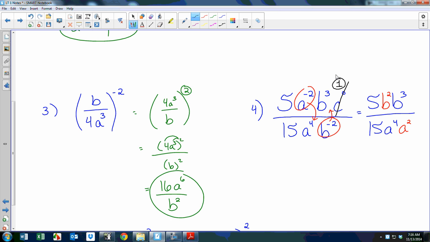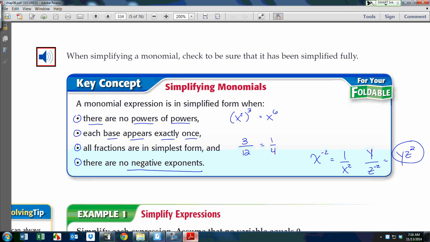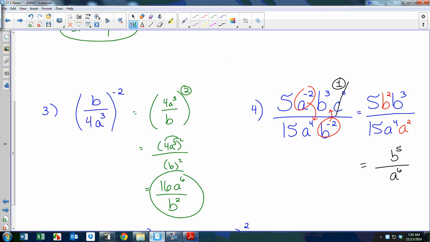Okay? So c's gone. And like we said before, there's now 5 b's in the top and there's 6 a's in the bottom. The last thing to reduce is, according to this, all fractions are in simplest form. We need to deal with the 5 divided by 15. Like any run-of-the-mill fraction, 5 and 15. They share a 5, so 5 becomes 1, and 15 reduces to 3, so this final answer will be 1/3, the fraction part. So final answer, b to the 5th over 3a to the 6th.